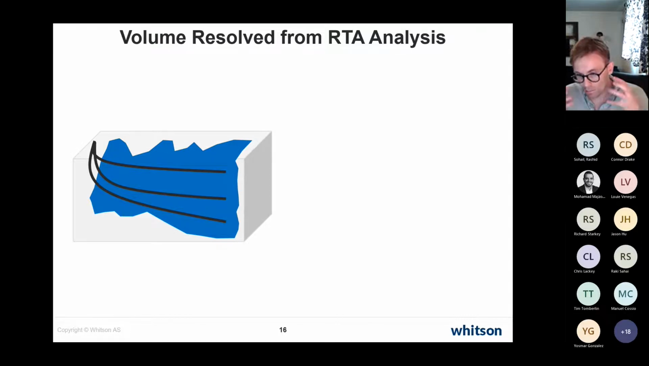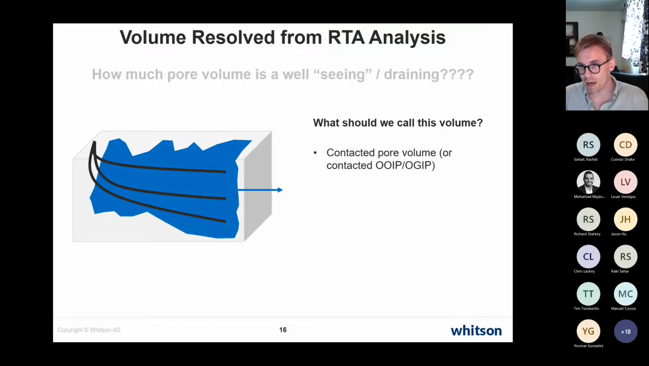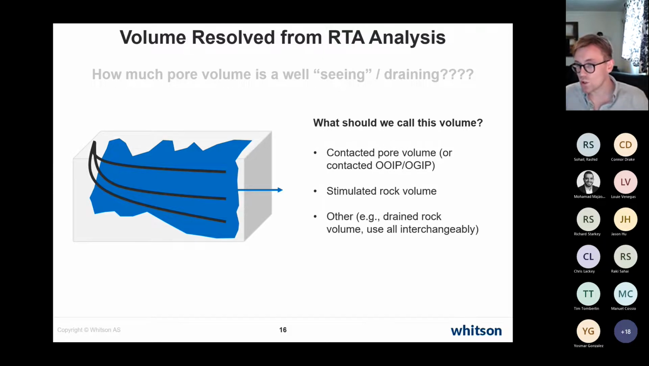And that subset, that blue volume, is what we call a lot of different things. We asked the audience in, I think, the first knowledge sharing session what people call it. Some people call it the contacted pore volume or the contacted oil or gas in place. Some people call it the stimulated rock volume, and others just use these interchangeably. So call it drained rock volume or mix and match.